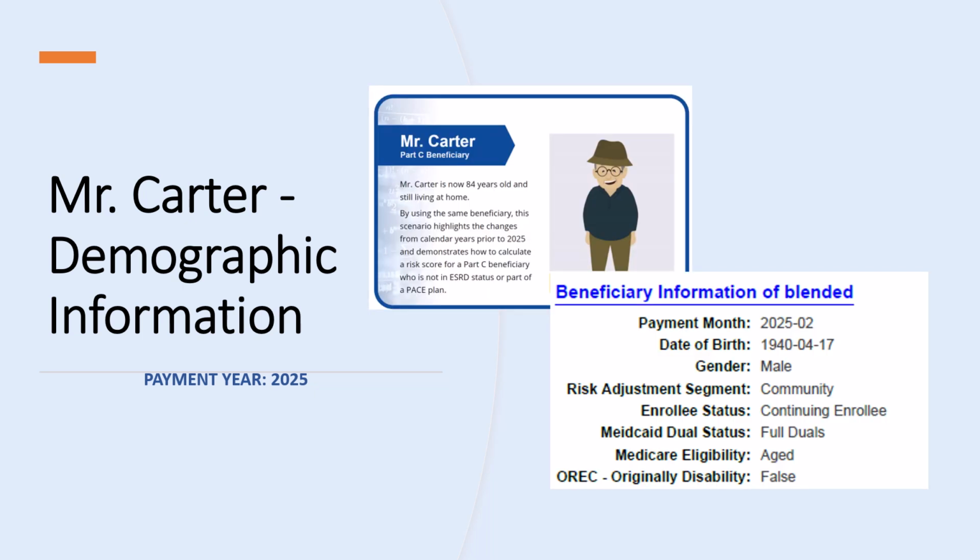Mr. Carter is an 84-year-old male, and he lives at home. He is categorized as community full dual, which means he lives in the community, is enrolled in Medicare, and receives full Medicaid benefits. By using this beneficiary, this scenario demonstrates how to calculate a payment risk score in payment year 2025 for a Part C beneficiary who is not in end-stage renal disease status, or part of a program of all-inclusive care for the elderly plan.